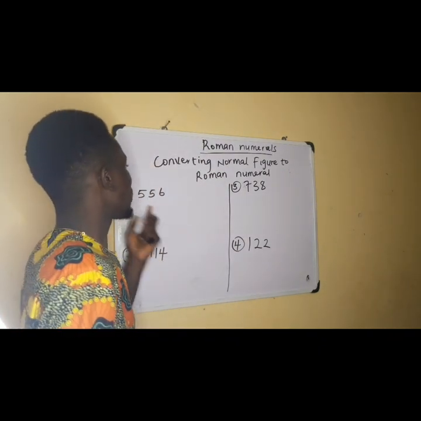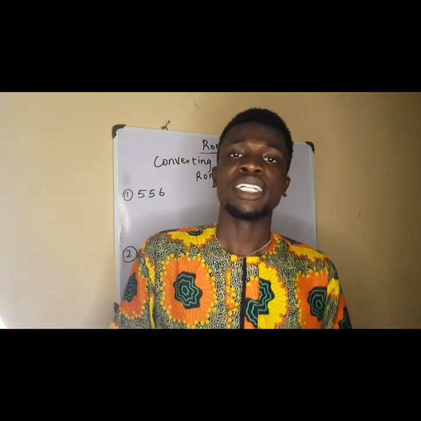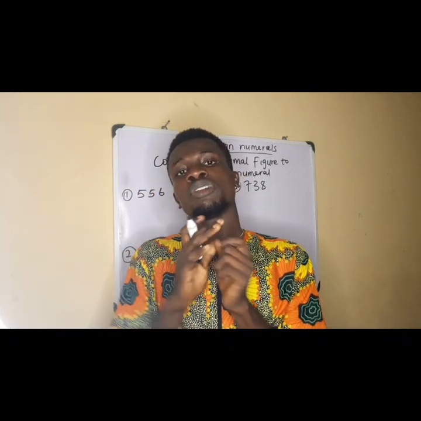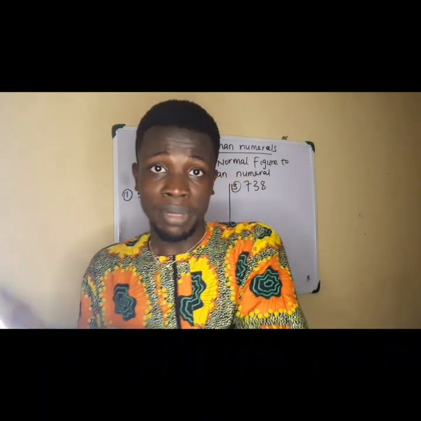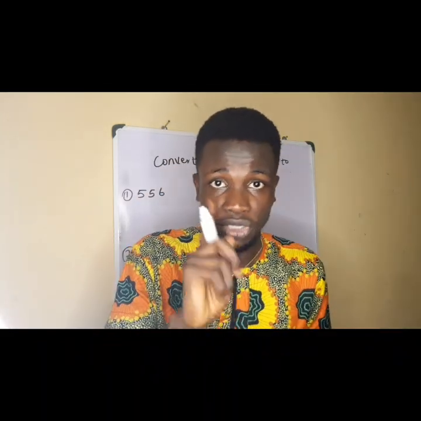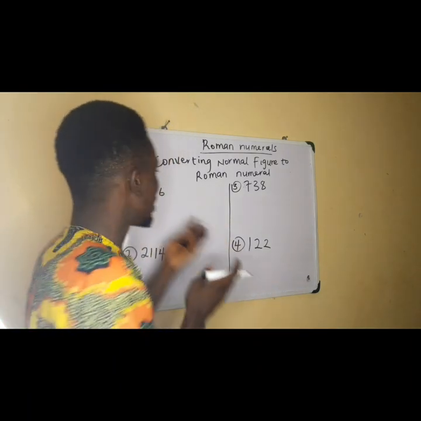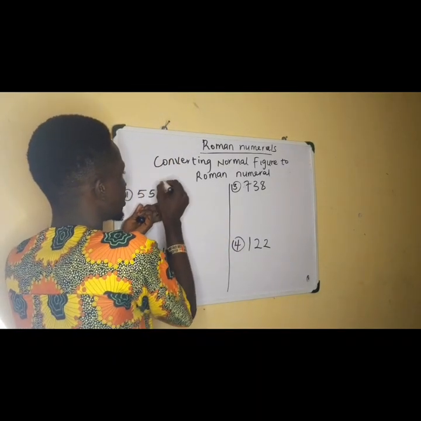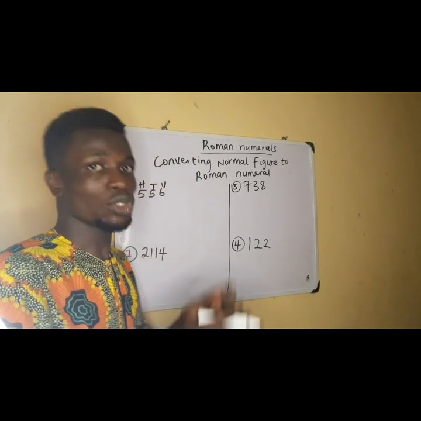We have number one, 556. You are asked to convert it to Roman numerals. So what do we do? My advice is, before you convert numbers from normal figure to Roman numeral, this is the first step. The first step is what? Write the individual place values. Remember, the last one is always called units. This is tens and this is hundreds. Okay, so you know what you're dealing with.